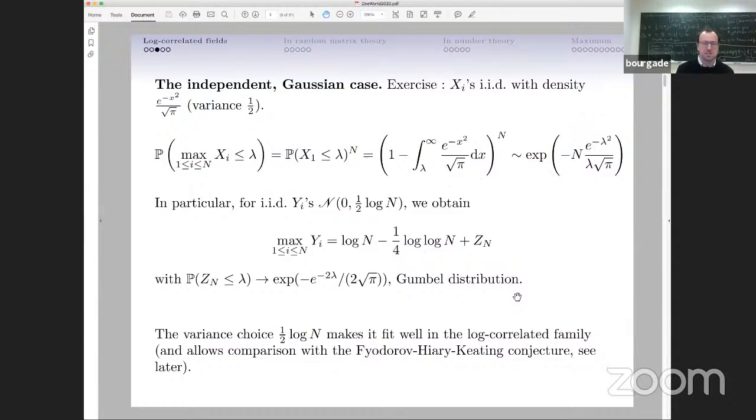So this slide is really an exercise, but let's go back to basics. If you have independent Gaussians, say, I pick them with variance 1/2. It's just convenient for the future of this talk. And you want to find the order of the maximum. Well, of course, you just use independence. The maximum smaller than lambda is just like all of them being smaller than lambda. And you split by independence, you Taylor expand the tail of the Gaussian, you get a formula here. And this was for variance 1/2. Now I want to take a variance which is 1/2 of log n, because I want to compare with log correlated fields. And on the diagonal, I have a log n. So in that case, what you should remember for the rest of this talk is that the maximum is log n minus a quarter of double log n, plus some random variable which converges in distribution to a Gumbel. Not a randomly shifted Gumbel, but just one Gumbel. Okay.